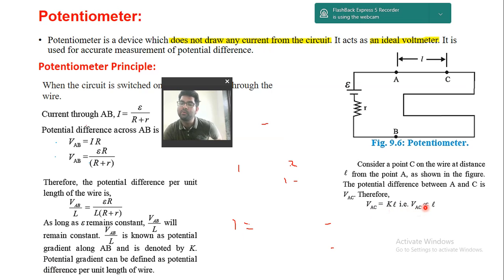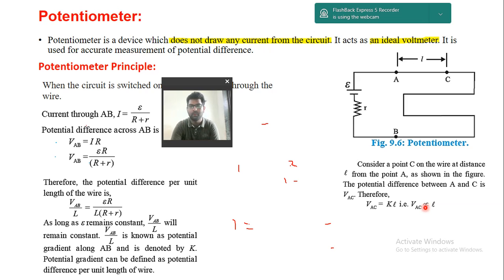So V_AC is directly proportional to a small l. The potential difference is directly proportional to the length of the wire. If I have standardized it with the EMF, the internal resistance, and the capital L length of the potentiometer wire, then I can find the potential difference for any length through the potential gradient, because the potential gradient is a constant given by V upon L. For a small l length of the wire, or any length, I just multiply the gradient with that length.